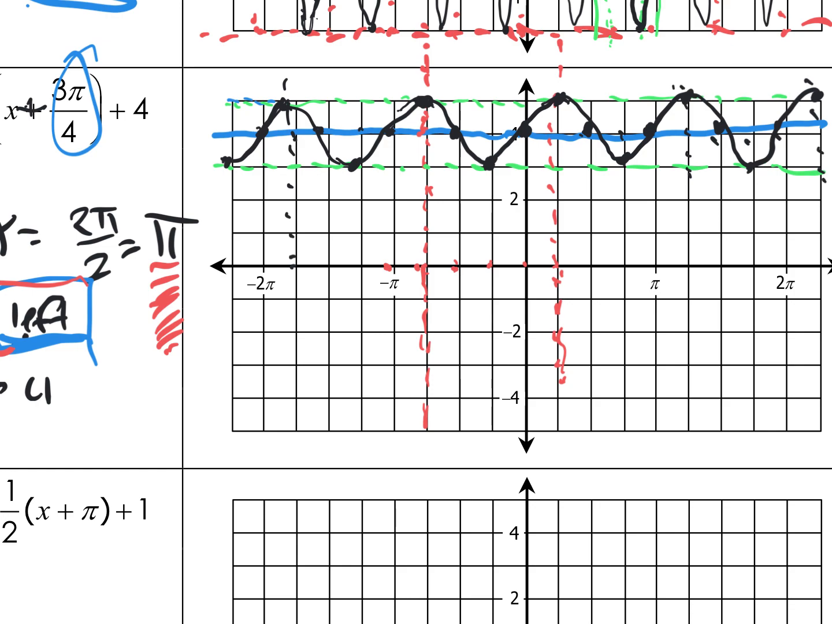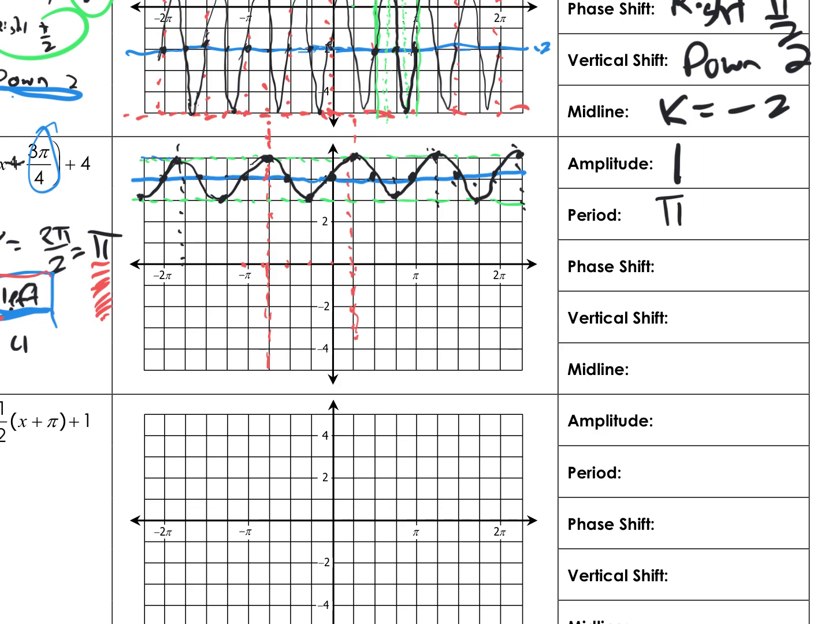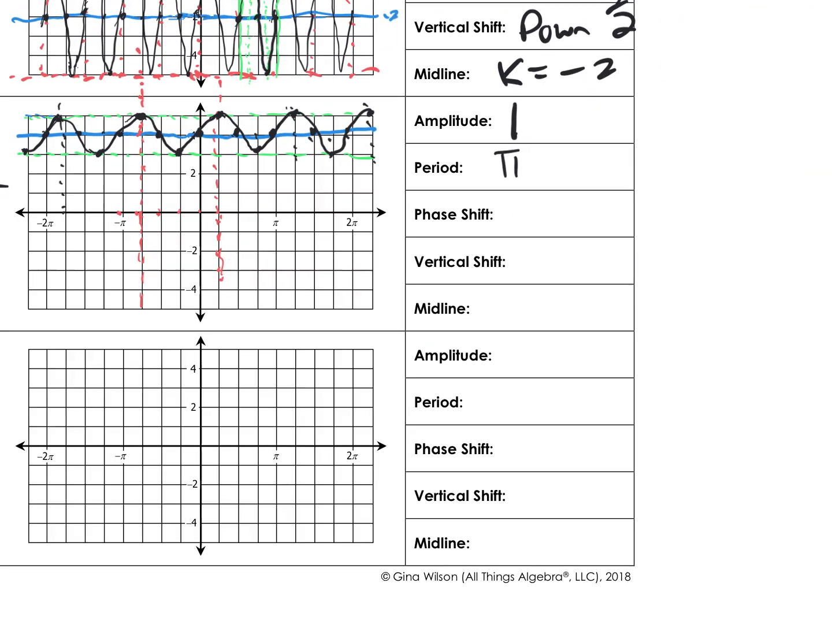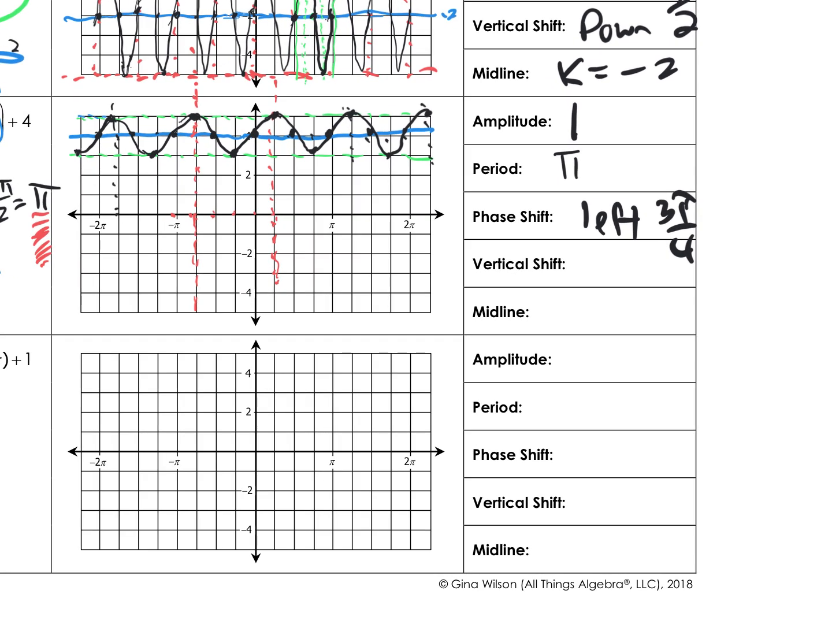1, 2, 3, 4 tick marks. That's right. Okay. Phase shift was left, wasn't it? Yes, 3 pi over 4. That means I started my very first picture 3 pi over 4 to the left. Yep, there it is.